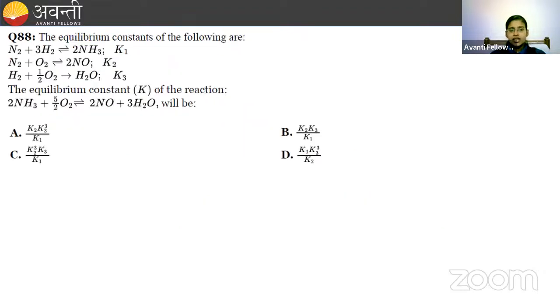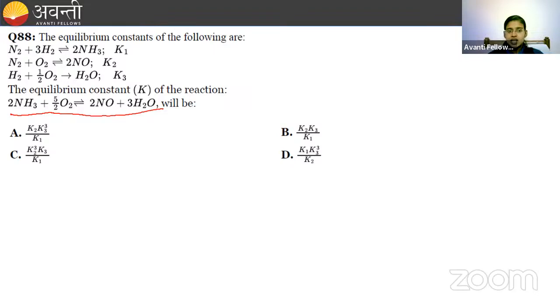Now let's go for the next. The equilibrium constants of the following equations are K1, K2 and K3. So we have 3 equations, and the equilibrium constants for these three equations are K1, K2 and K3. What will be the equilibrium constant for the given reaction? So what we have to do is get this desired equation from the given three equations.